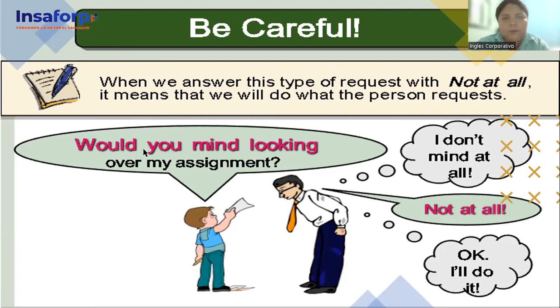right? For example, will you mind looking over my assignment? I don't mind at all. Not at all. Okay, I'll do it. So you have three possibilities. I don't mind at all. Not at all. Okay, I'll do it. Not at all, okay? So this is a positive answer in this case.